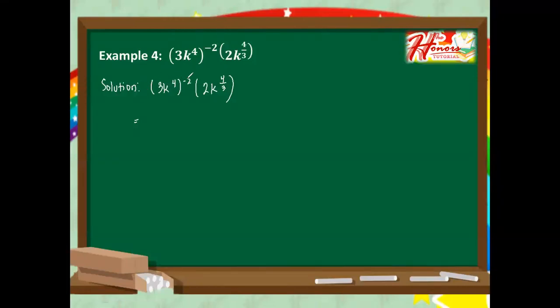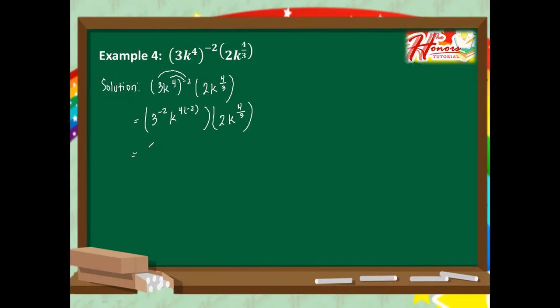Make sure that you will distribute all of the exponents outside the parentheses to all of the terms inside the parentheses. So you have here 3 raised to negative 2 k raised to 4 times negative 2 times 2k raised to 4 over 3.